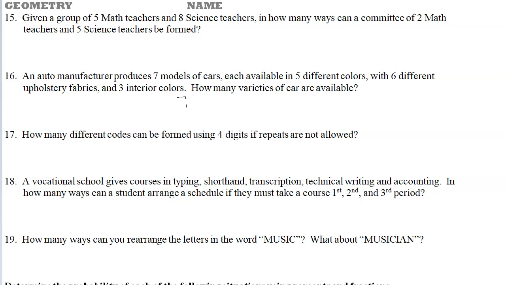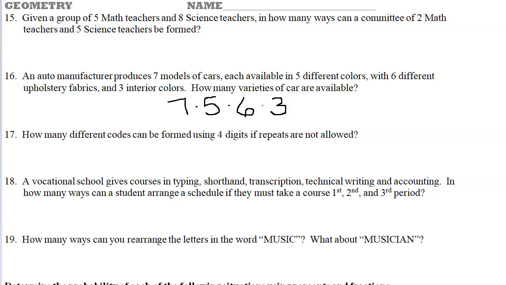There are 7 models. Let's make that darker here. There are 7 models. There are 5 different colors. There are 6 different upholstery fabrics and 3 interior colors. Now, obviously, there's way more than that when it comes to options in a car, but we're just going with those numbers to see what we get. 7 times 5 times 6 times 3. Throw that in a calculator. Multiply them all together. This is an example of the fundamental counting principle.